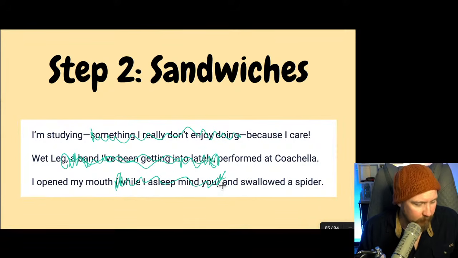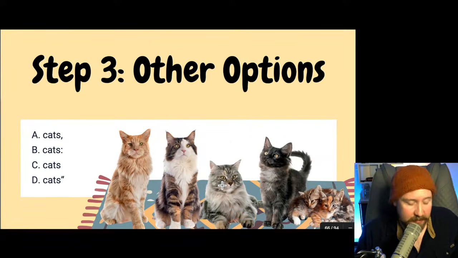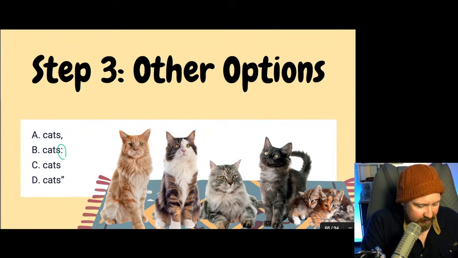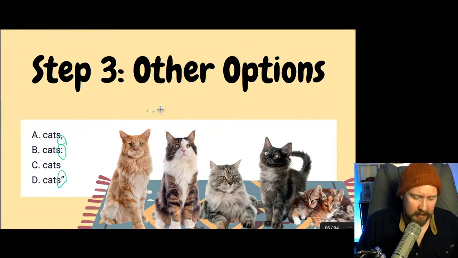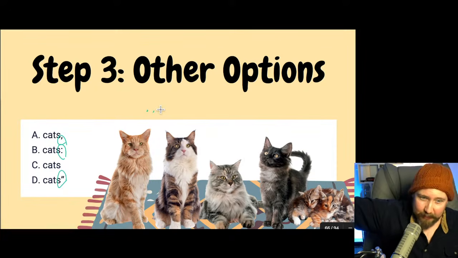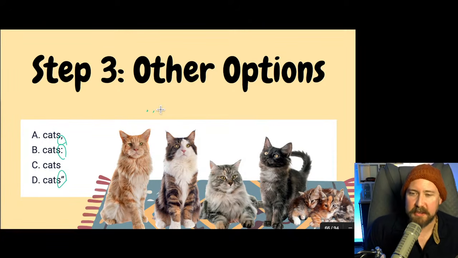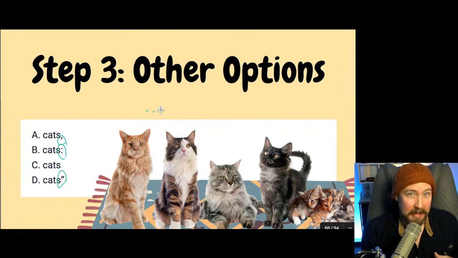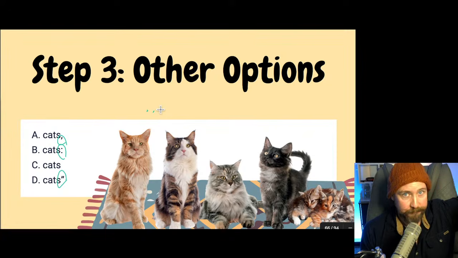All right. So step 1, full sentence options. Step 2, sandwiches. And then step 3 is just everything else. So we're talking about our colons, other comma usage, quotes, ellipses, like 3 dots, you name it, whatever else. The reason I'm just throwing everything else into step 3 is because it is rare that you're going to get to step 3 and not have already eliminated at least 2 answers from step 1 and step 2.